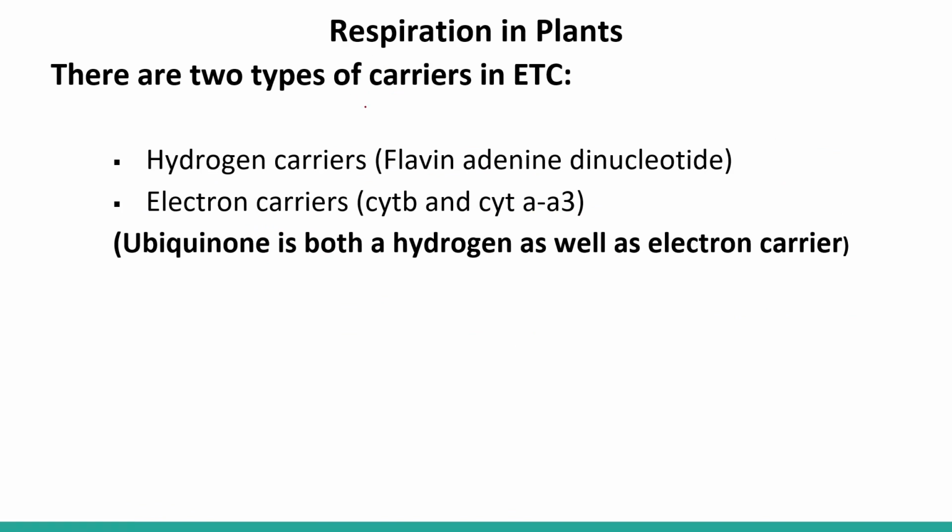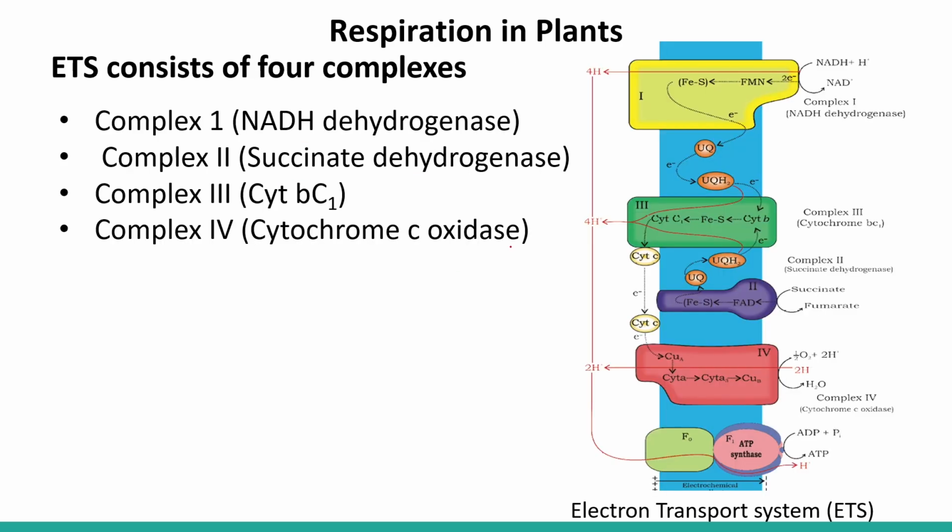Now there are two types of carriers. The first is hydrogen carriers and the second is electron carriers. FAD is an example of hydrogen carriers. Cytochrome b and cytochromes a and a3 are examples of electron carriers. And ubiquinone acts as both a hydrogen carrier and an electron carrier.